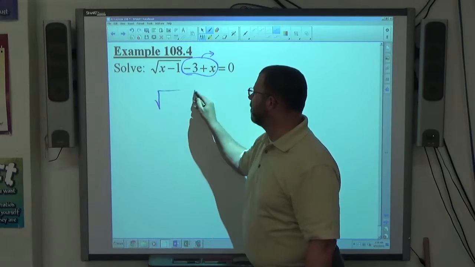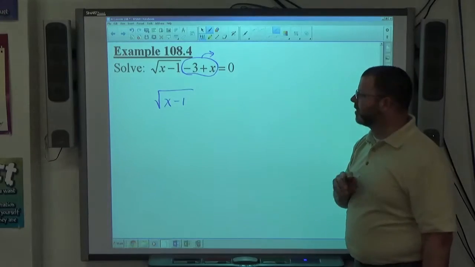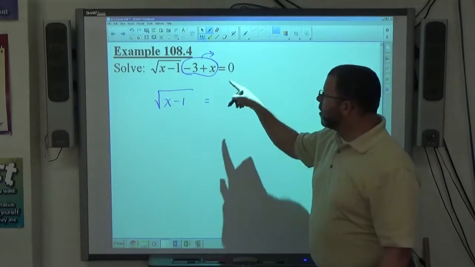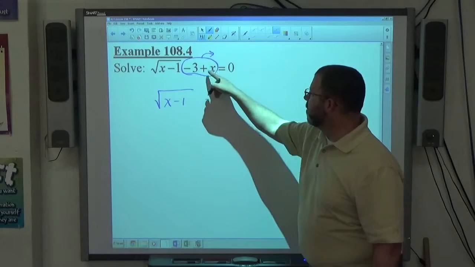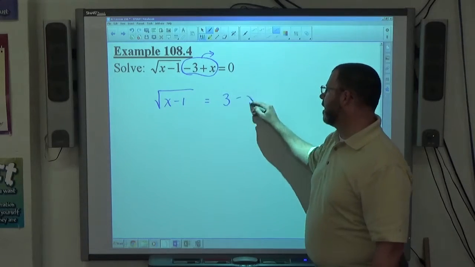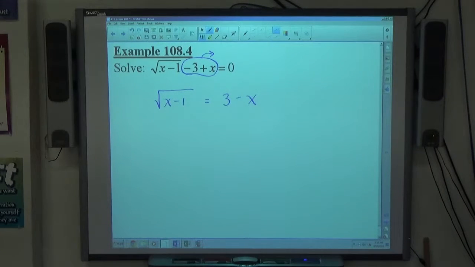So on the left-hand side, I've got the square root of x minus 1. Again, priority 1, get the radical expression isolated. Then I want to move both those things to the other side. The negative 3 moves over, becomes a positive 3. The positive x moves over, becomes a negative x. Right. So again, first step is what it was before. The square root expression all by itself equals everything else.